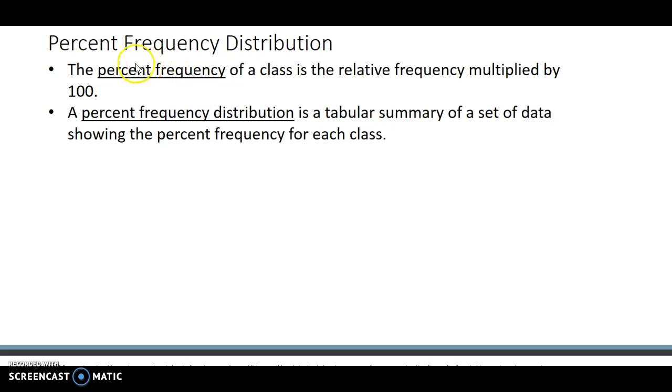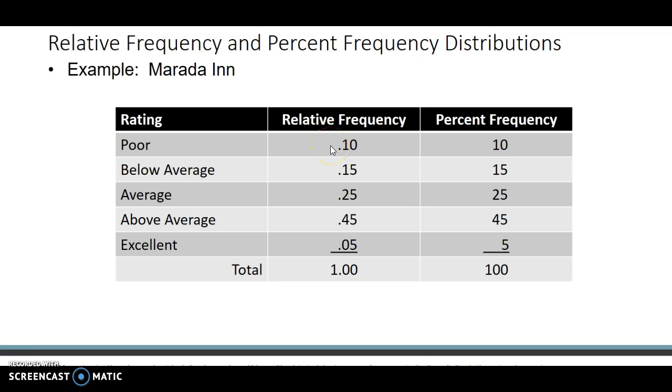We also can show a percent frequency distribution. Here, the percent frequency of a class is the relative frequency times 100%. So here, a relative frequency of 0.1 times 100 is 10%. 10% of the respondents said the room was poor. Here, our relative frequency was 0.15. We multiply that by 100%. 15% of the responses were below average, so forth and so on.